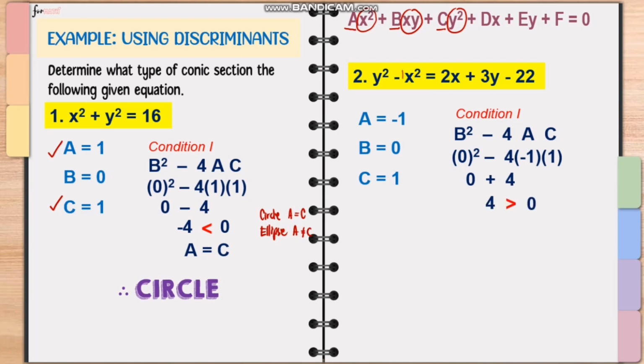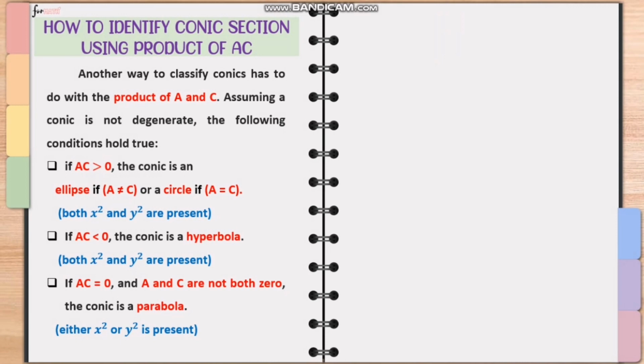Compare it to 0, that is greater than. So, pag greater than po ang ating lumabas, ibig sabihin yung ating conic section is a hyperbola. Okay, so that's how we use our discriminants to identify what type of conic section yung isang given. Okay, so next naman natin is how to identify the conic section using the product of A and C, yung ating variable A and C.